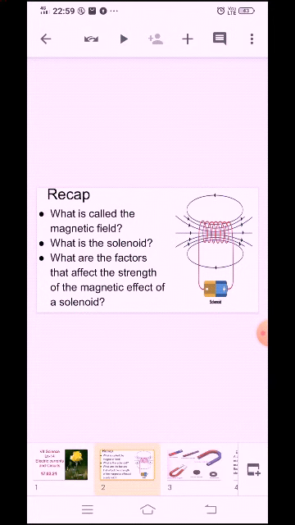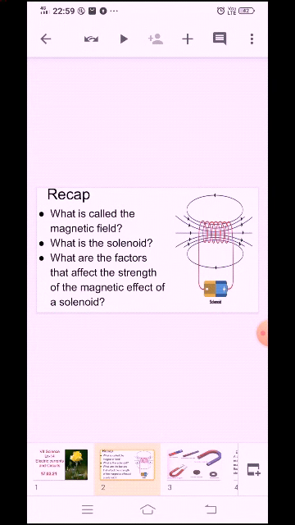Let us study about the electromagnets. What are the two types of magnets? Natural magnets and artificial magnets. Natural magnets are made up of magnetite and are found in nature. But artificial magnets are prepared using various processes and with the help of iron.